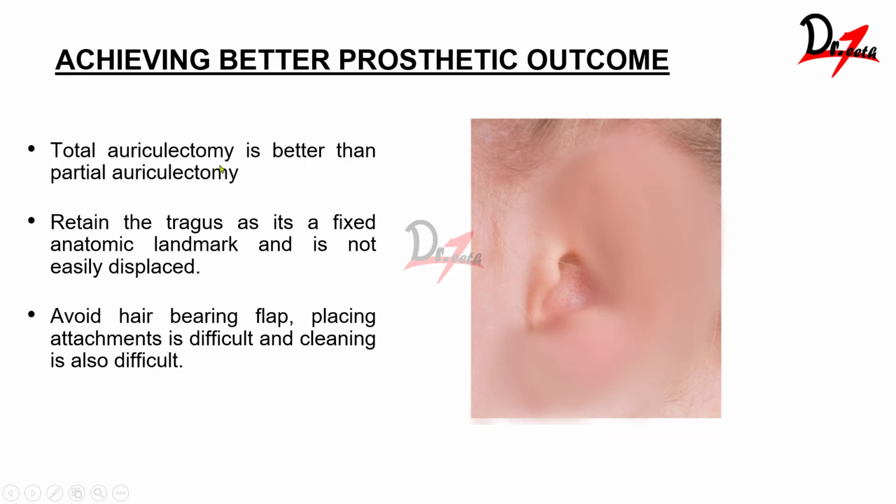Here, total auriculectomy, meaning entire removal of the ear, is better than partial auriculectomy. We have to retain the tragus, this area, as it's a fixed anatomic landmark and it is not easily displaced. We have to avoid hair-bearing flap. Why? Because placing attachment is difficult and also cleaning is difficult.